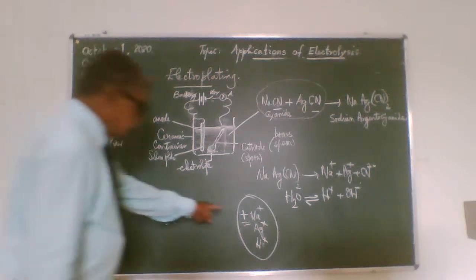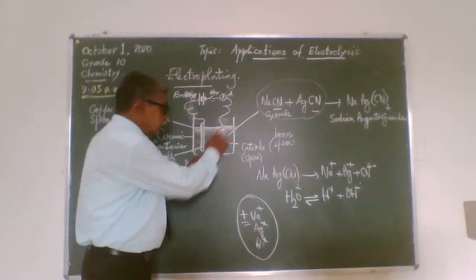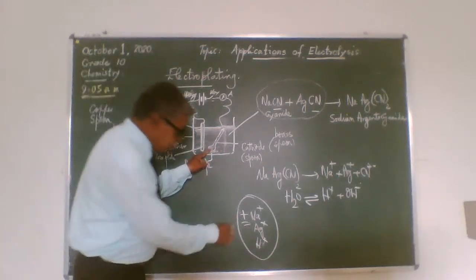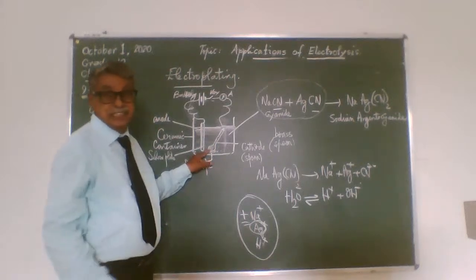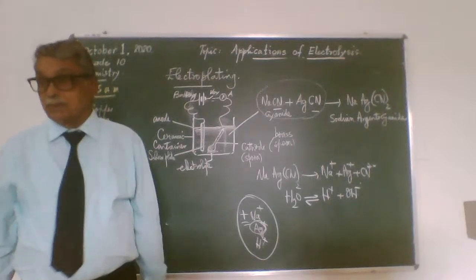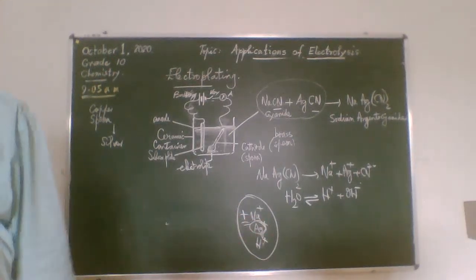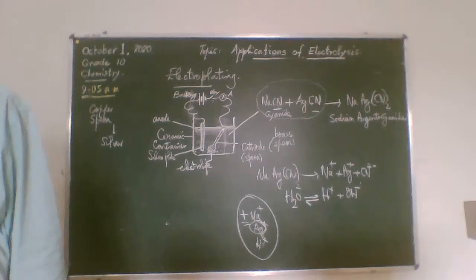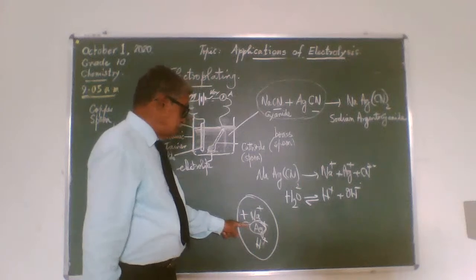All three will compete to get plated. But Ag is the lowest in the series. It succeeds and it gets plated. The other two cannot get plated. They remain in solution. So Ag will get plated on the cathode.